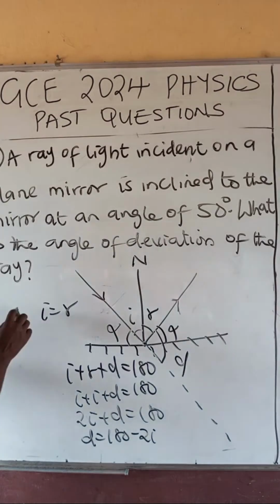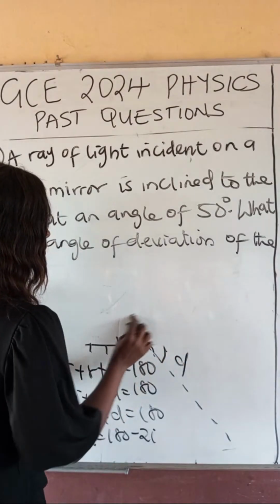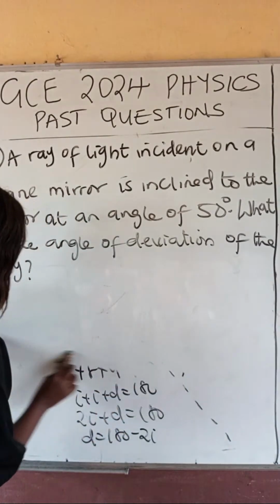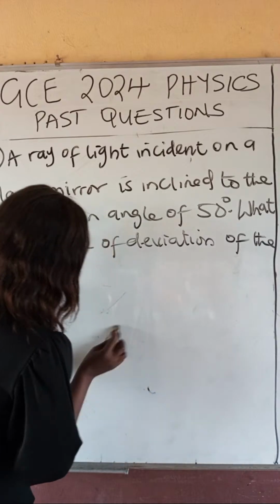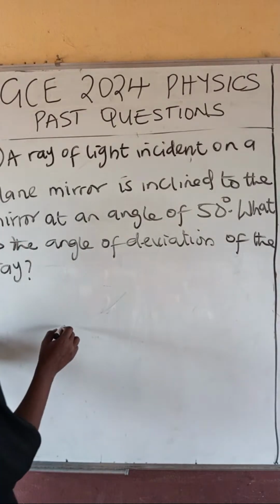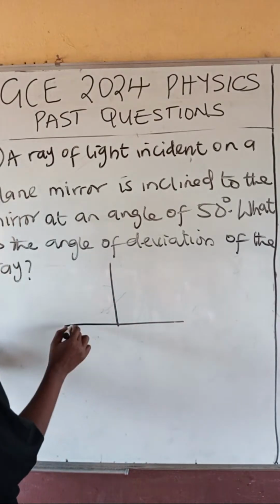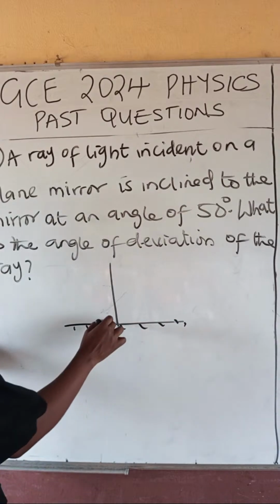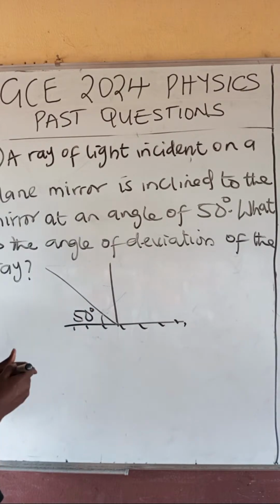All right. So let's solve our problem. Now, with what I just explained, a ray of light incident on a plane mirror is inclined to the mirror at an angle of 50 degrees. So we have a plane mirror. Now it is inclined at an angle of what? 50 degrees, right? Okay.